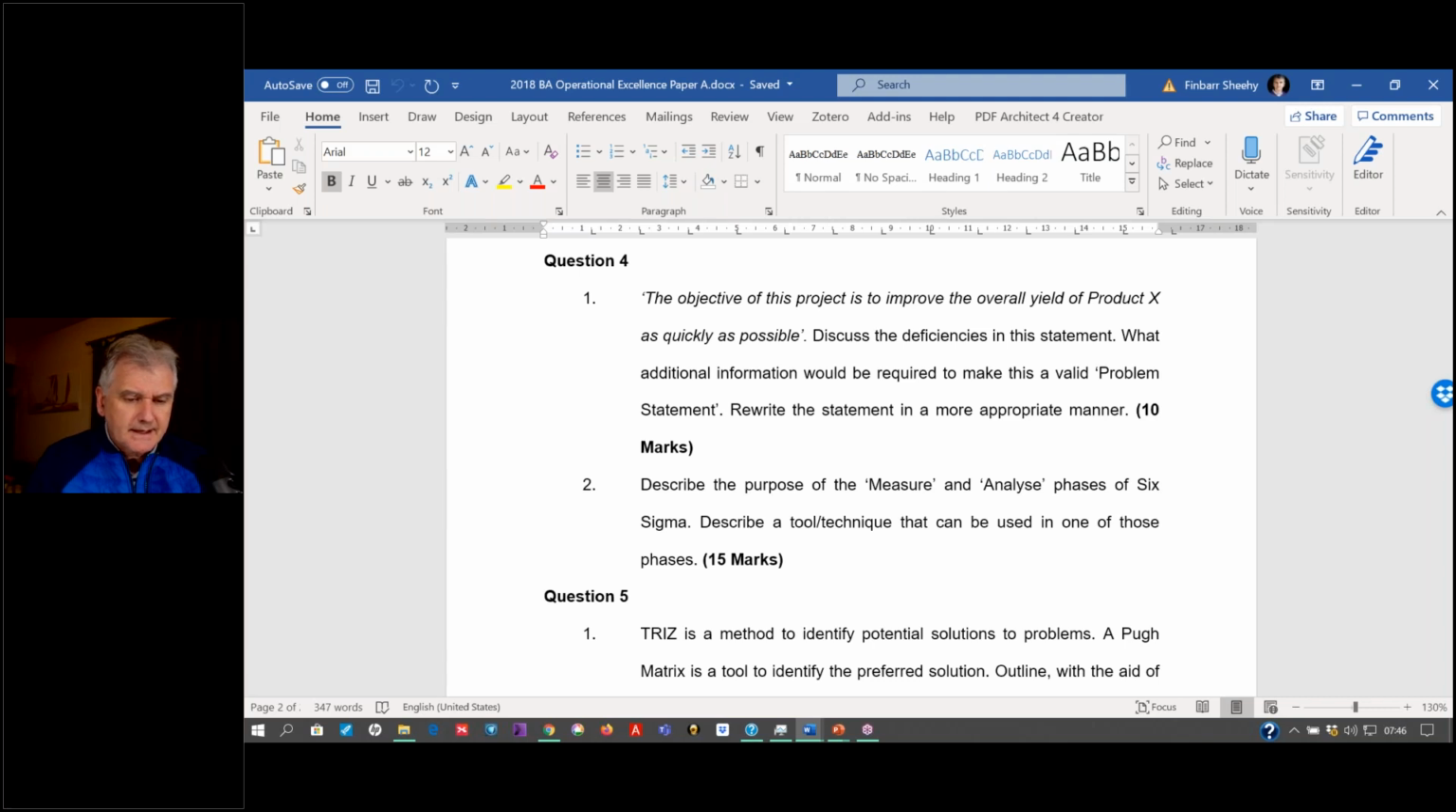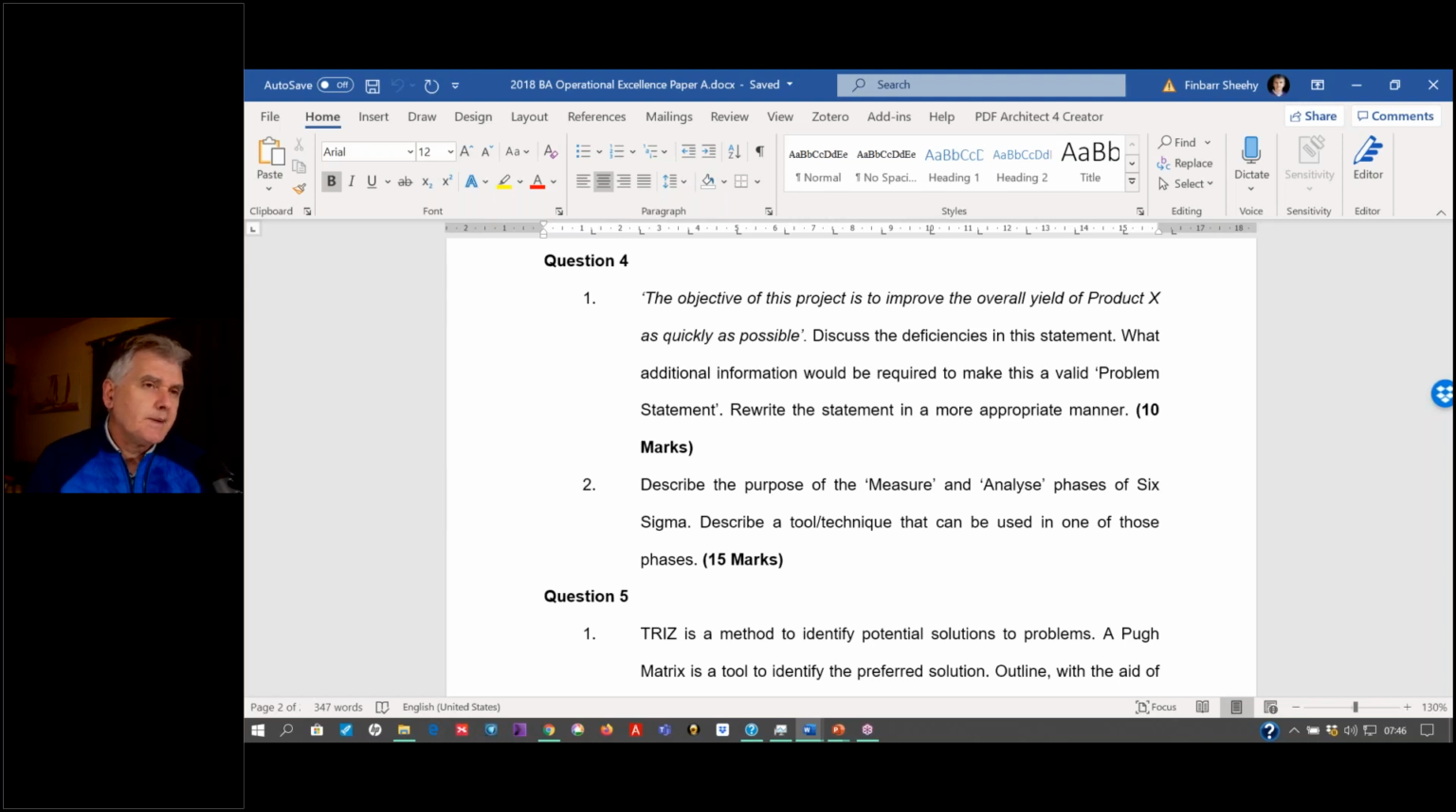Describe the purpose of measure and analyze phases of Six Sigma, and describe a tool and a technique that could be used in both of these. So that would be very much closed book. That would be you just find the answer in the notes. What's the purpose of measure? What's the purpose of analyze? Describe a tool or a technique that could be used. So that one wouldn't be appropriate. I'd have to change that.